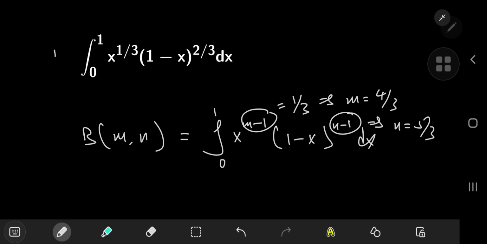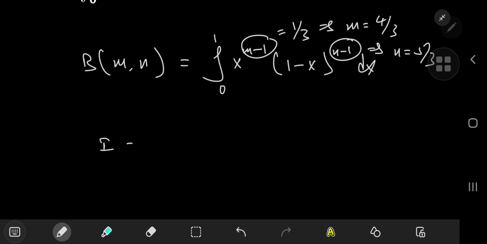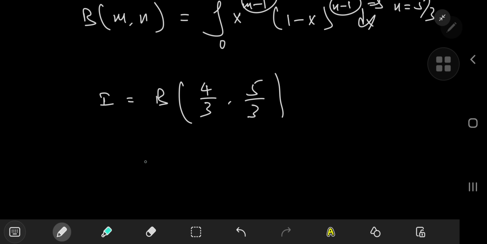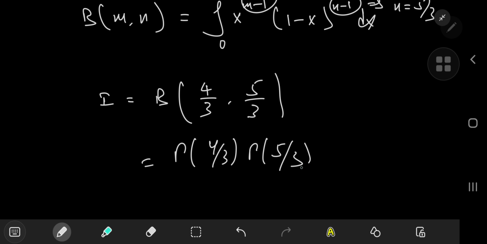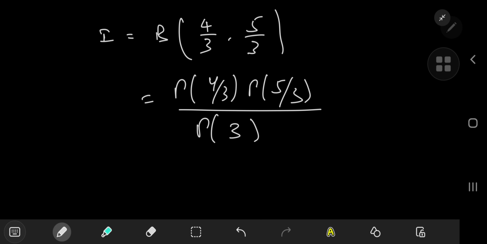So your target integral I is just the beta function evaluated at 4 by 3 and 5 by 3. And it has a really nice relation with the gamma function, which we always invoke. I mean, that's pretty much the only reason we invoke the beta function in the first place. So we have gamma 4 by 3 times gamma 5 by 3 divided by gamma of 4 by 3 plus 5 by 3, which is 9 by 3, which is 3. Okay, so we have gamma 3 downstairs, and this here is just 2 factorial, which is 2. So that means we have a 2 over here.